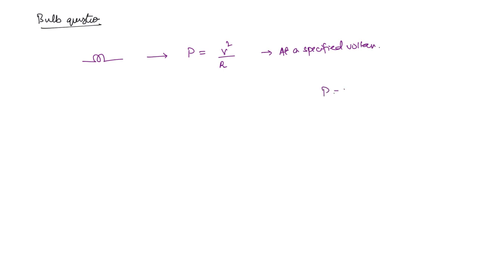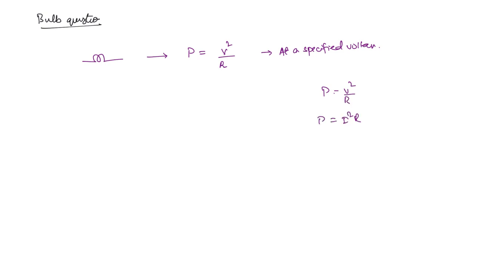Now the bulb question is something that has been asked a number of times. So what is actually the concept of this question? When any electrical appliance, be it a bulb or a fan, any household appliance, is given a rating, that will be V square by R according to a specified voltage. At a specified voltage they are giving the rating, because the power expression you can write in both ways: P is equal to V square by R and P is equal to I square R.